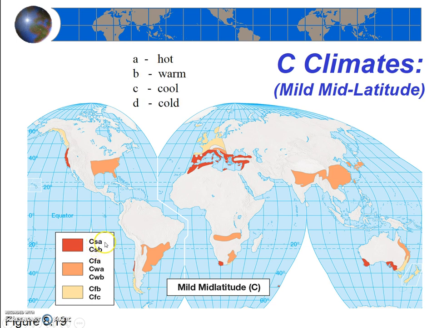Then for the third letter, the summer temperatures, we're going to use the letters A, B, C, and D for hot, warm, cool, and cold. But actually in the Mediterranean region, it's a mild mid-latitude climate. We don't have any cold summer weather. So we'll just be using A, B, and C. All right, so let's check out the Mediterranean climate where we live.